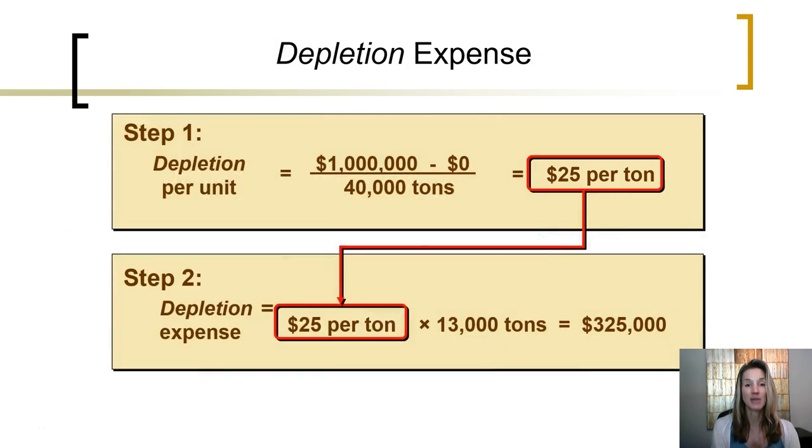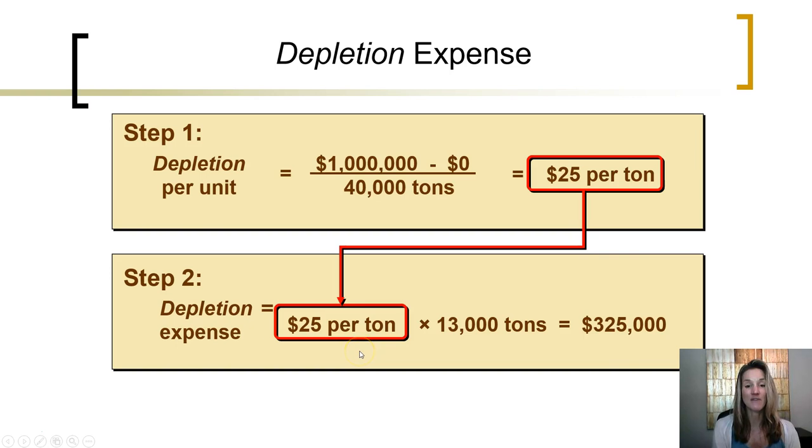So first, Acme calculates the depletion rate per unit extracted: the original cost of the resource purchase minus its estimated salvage or residual value, divided by the total estimated units, 40,000 tons, of the ore that they expect to extract. That means they are going to record a depletion of $25 per ton.